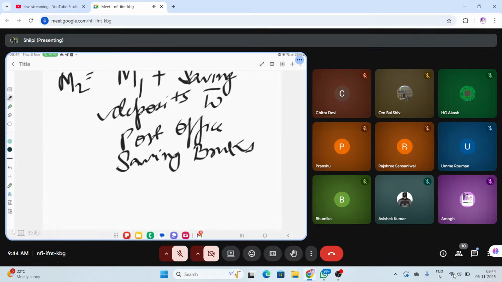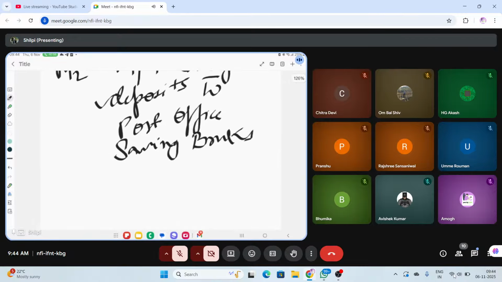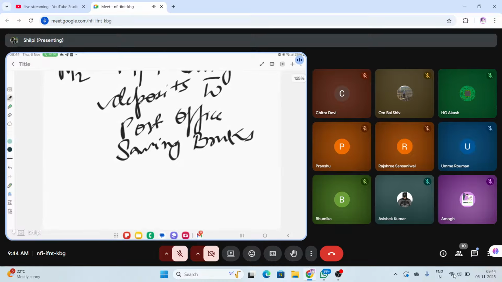You would know the formulas. Now, if we talk about M2, obviously it is going to be less liquid than M1, and it is simply derived from M1. We just add one more additional thing, that is whatever saving deposits we have with the post office saving bank.